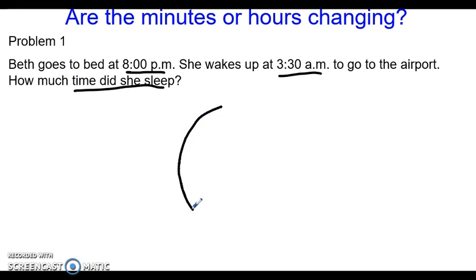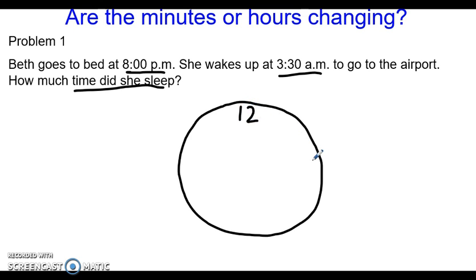So I'm going to draw a circle, and I'm going to start by separating the clock with my numbers into quarters. So I'm going to put the 12 at the top, the 3 on the side, the 6 on the bottom, and the 9 on the other side. Now I'm going to fill in the missing numbers. So we have 1, 2, 4, 5, 7, 8, and 10, and 11. Now I'm going to start by drawing 8 p.m.